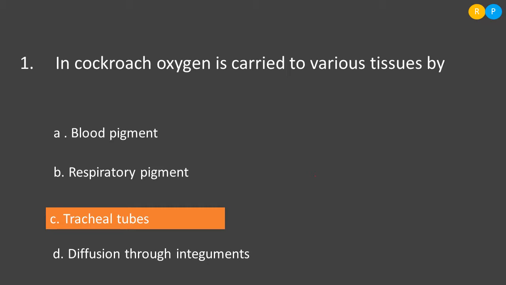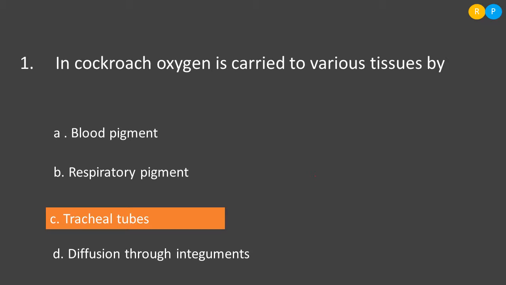So let us see option A, blood pigment. Blood pigment is not present in cockroach. If you take the example of the human body, we have hemoglobin to carry oxygen, but in cockroach blood pigments are completely absent. Then option B, respiratory pigments. Respiratory pigments are also absent in cockroach. Then option C, tracheal tubes.